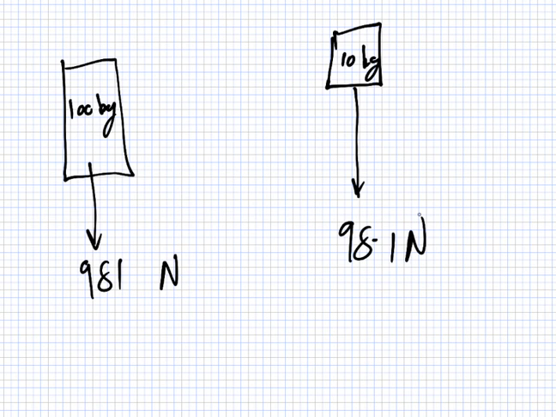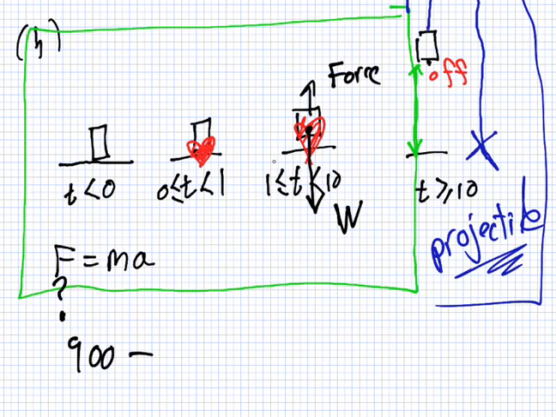We can get the average, isn't it? Yeah. So 981 plus 98.1 divided by 2. So on average, in the middle here, the weight is we'll just say 540 newtons. Okay, can I go back here?